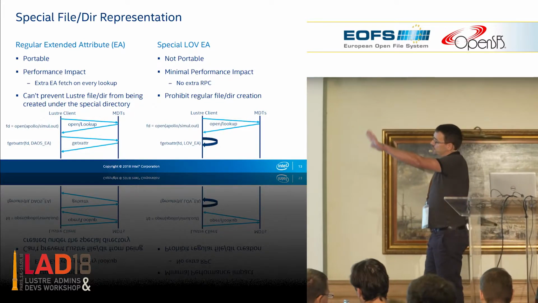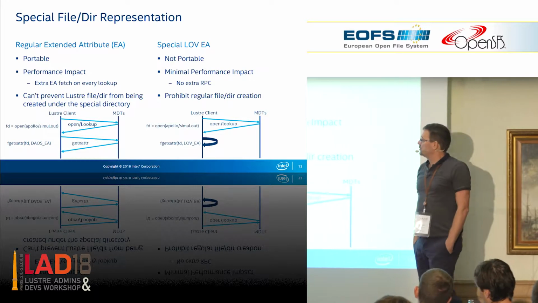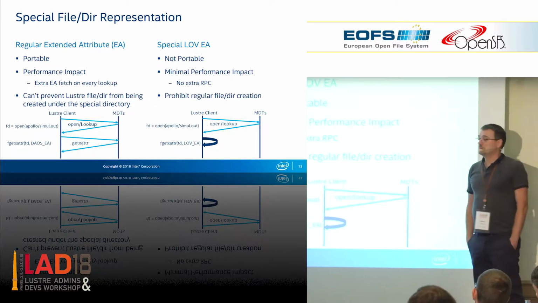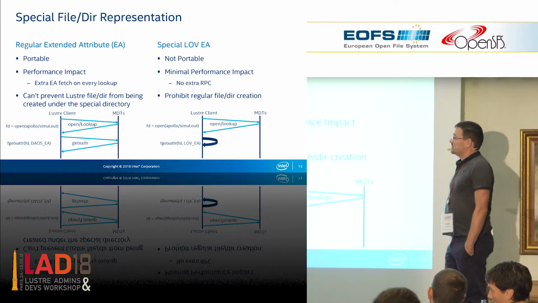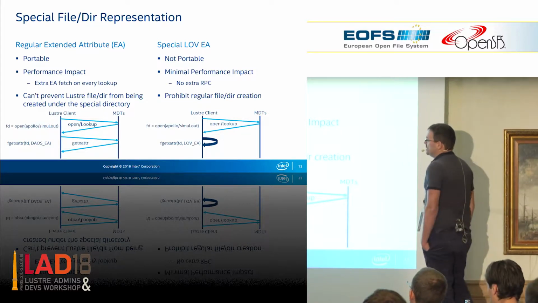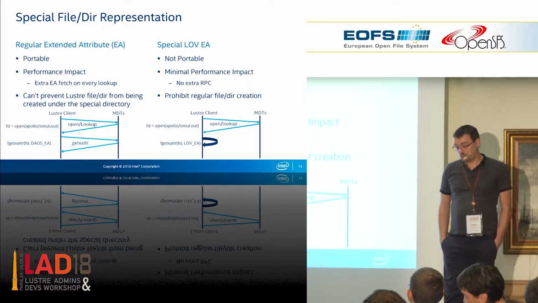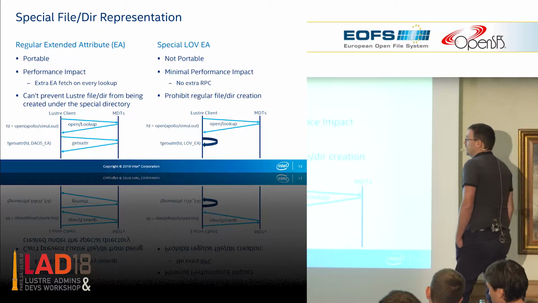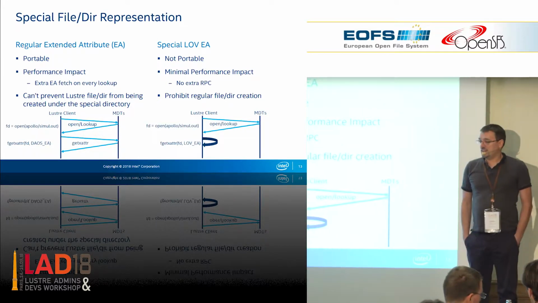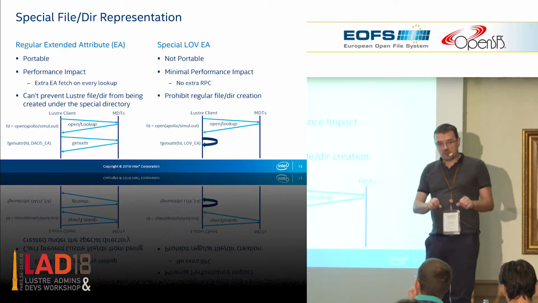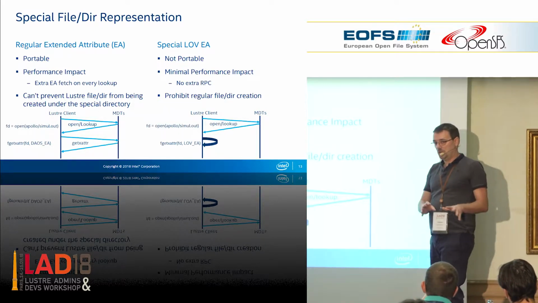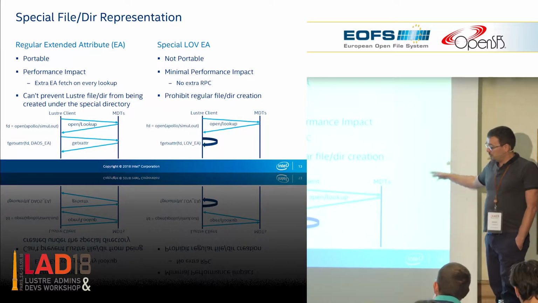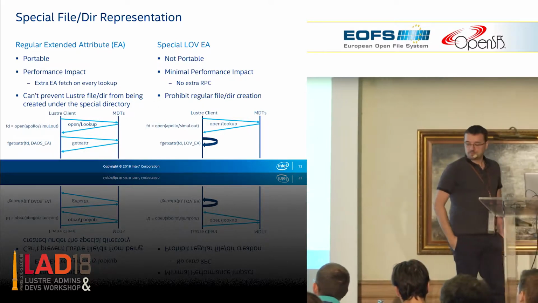So far, I've been talking about what is on the left side, using regular extended attributes to achieve these goals. It's great that it's portable, so it's not necessarily Lustre specific, but it has a performance impact, as you may have seen. Every access, even to regular Lustre files, requires an extra getxattr. Also, there is absolutely no way to prevent direct access to one of those special directories. If someone mounts the Lustre file system directly and tries to create a file in there, Lustre will just allow that, right? Even if initially it was supposed to represent a container in the Lustre namespace.